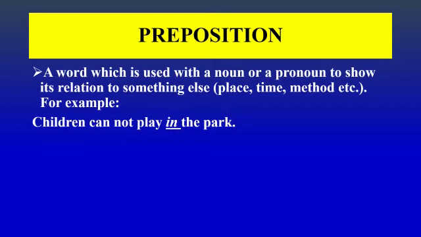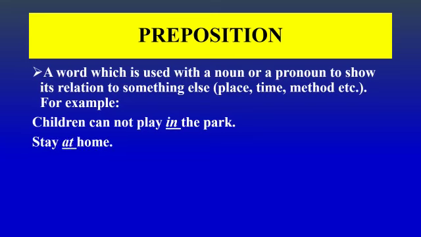So here the underlined word in is showing the relationship of the children with the park. Clear? If we just write this sentence without using this word in, children cannot play the park. So it will not make any sense. So these very prepositions are also very essential because they are used to denote the relationship between different nouns or different pronouns in a sentence.